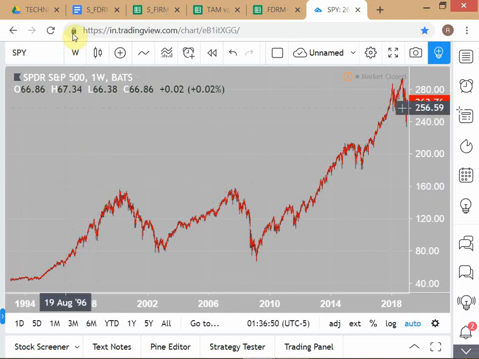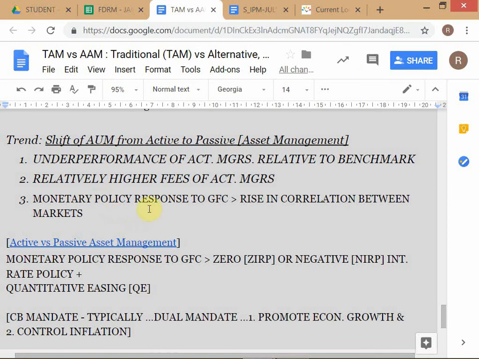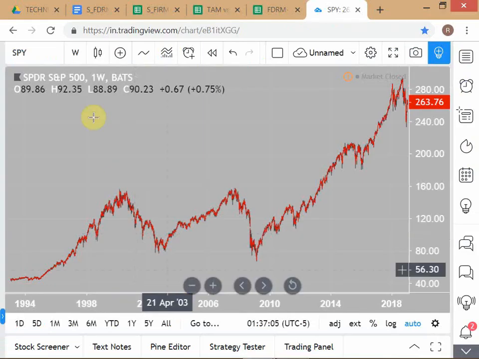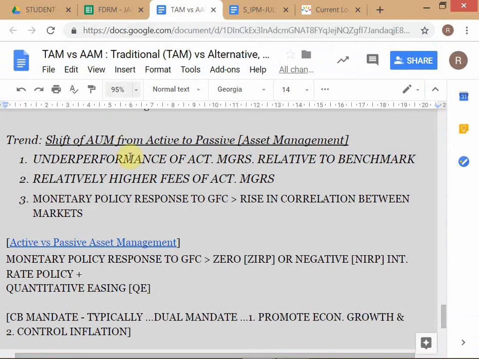So please make sure you understand. Otherwise, what's the point of spending all this time and money going through this program? You could have used your time better. Maybe gone to Haridwar and meditated or something. Okay, all right. So, what were we discussing?